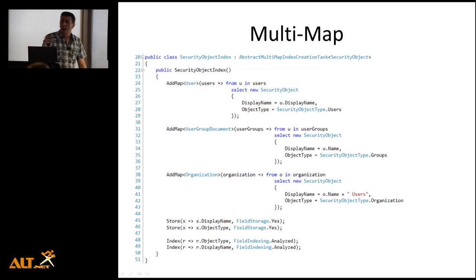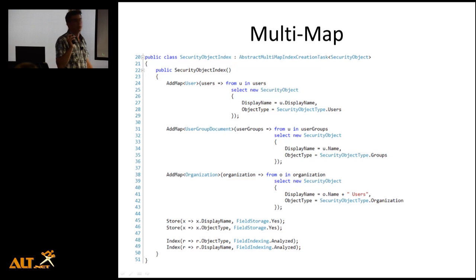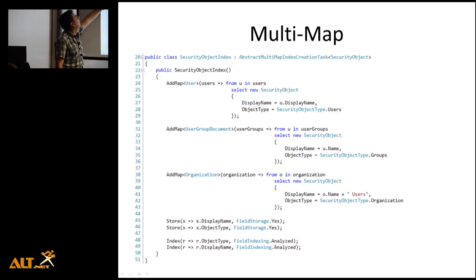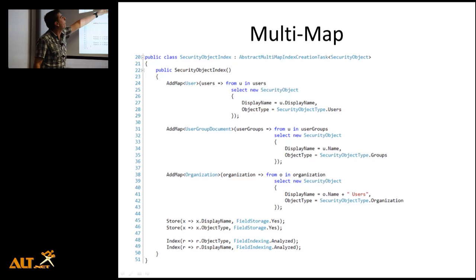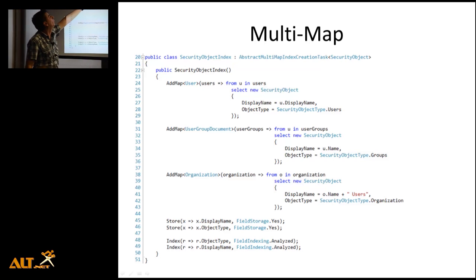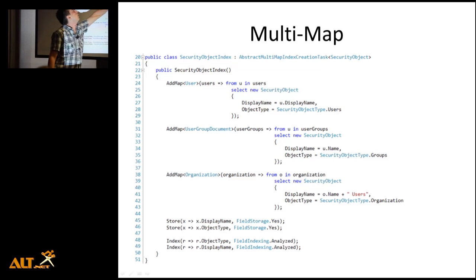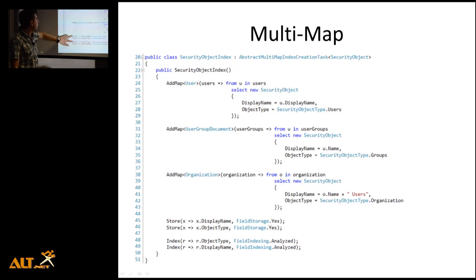Here's a real multi-map from our code base. Basically, like you saw before, extend that, add a map. We're mapping users, we're mapping groups, and we're mapping organizations. And we're selecting out part of them to give them a display name and a type. And our index is called security object index. It's a term that makes sense to us. They give you little security objects. And then we tell Raven, hey, store these fields and analyze these fields, because it hasn't heard of these before. So it's made a new index for us.